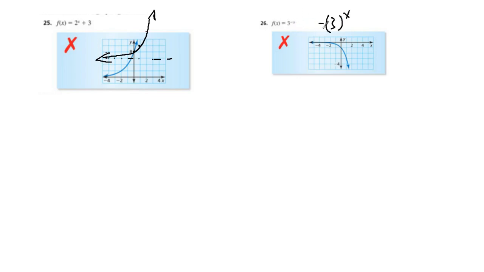This is an exponential decay, so it's supposed to actually be like this. This is the correct answer. Right there, that's the correct answer. Okay. Next, oh no.